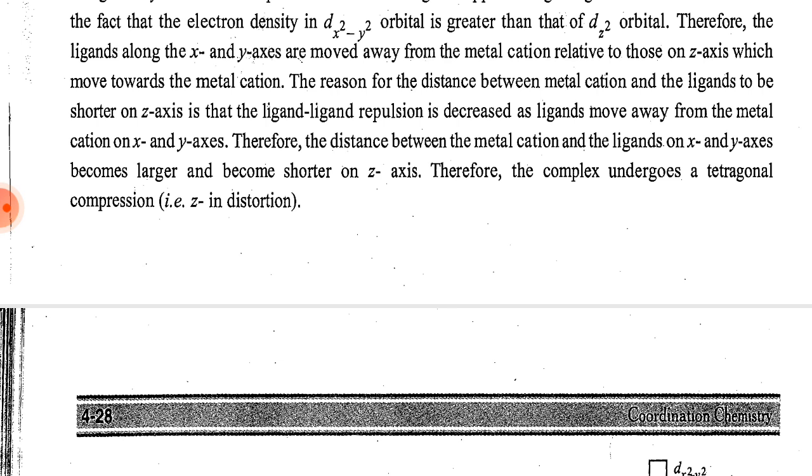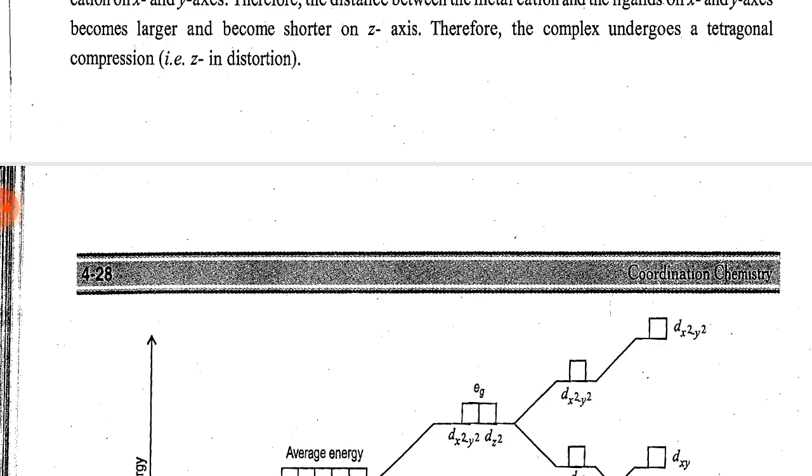The reason for the distance between the metal cation and the ligand to be shorter on the z-axis is that the ligand-ligand repulsion is decreased as the ligands move away from the metal cation on the x and y axes. Therefore, the distance between the metal cation and the ligand on the x and y axes becomes larger and becomes shorter on the z-axis. Therefore, the complex undergoes a tetragonal compression, that is Z in distortion.